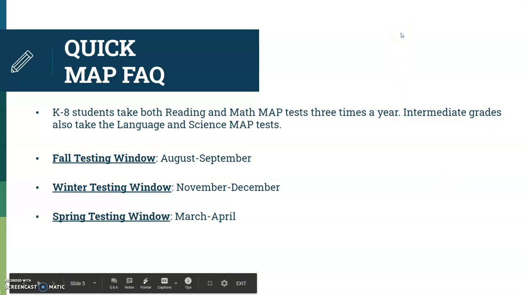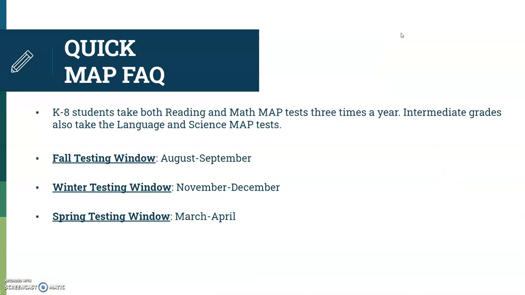So just a few quick facts about the MAP test. In Muhlenberg County, all students in kindergarten through 8th grade take both the reading and the math MAP test 3 times a year in the fall, winter, and spring. Intermediate grades also take the language usage and science MAP test. The fall testing window falls in the months of August and September. The winter testing window, November, December. And the spring testing window is March and April. There are a few kindergarten classrooms that wait and take the test in the winter. And that's a school decision.